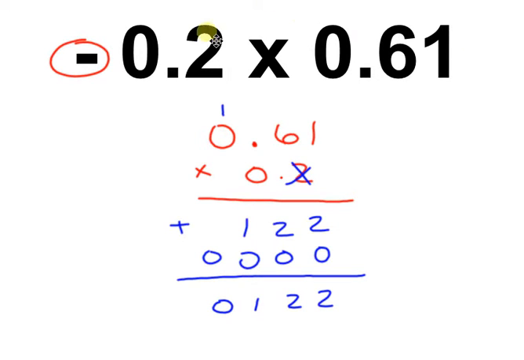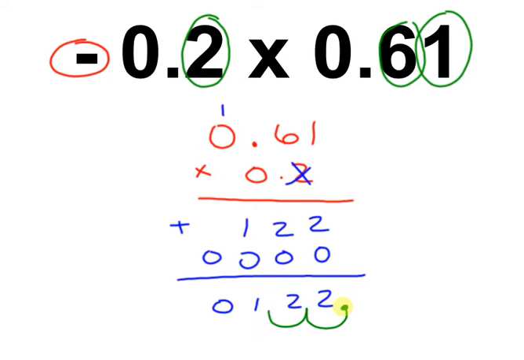Now I determine my decimal and my sign. Go back up to my original problem. How many numbers are after the decimal? 1, 2, and 3. Start from the right, and here we go. 1, 2, and 3, and it's going to be negative. So my final answer is negative 0.122.